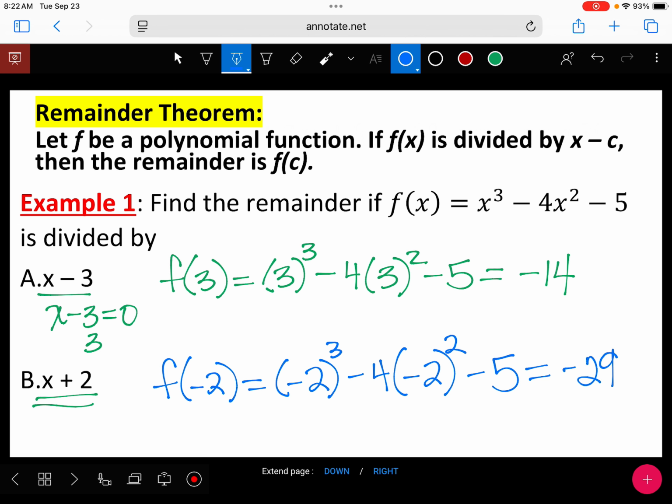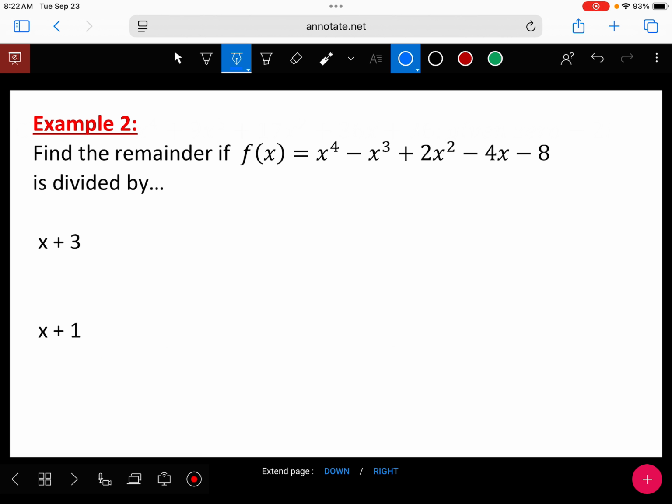Okay, let's move on to example 2. So go ahead and do both of these. Now we have a different function, but again, to figure out the remainder if I divide by these factors, I'll give you a couple minutes to work through both of those, and then I'll put up my answer shortly.